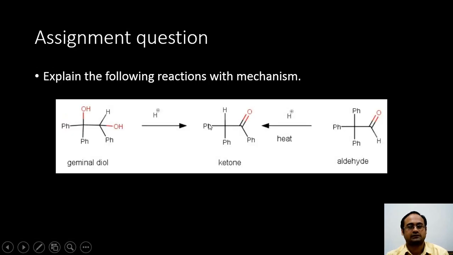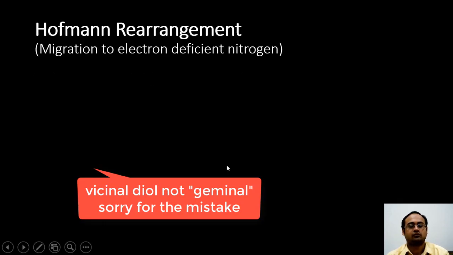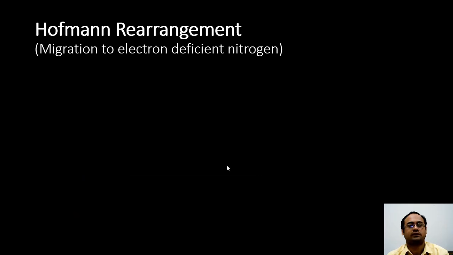Now in this question I am asking you to draw a mechanism in which you can explain that this ketone can be formed from the vicinal diol under acidic conditions, but it can also be obtained by treating this aldehyde under acidic conditions and slightly heating the reaction mixture to give that ketone. Now let us move to another molecular rearrangement known as the Hofmann rearrangement. In this rearrangement, groups migrate to electron deficient nitrogen.